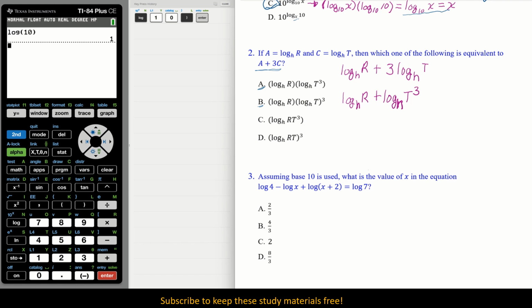So what do we really have in the end? This is going to equal the log base h of the two arguments, r and t to the third, multiplied together. So which one of these items is equivalent? Well, it's not A, it's not B, and D has the exponent on the outside, and B did too, and that's a dead giveaway that it will not be equivalent at all. So the only option we really have is C. Okay, let's move to number 3.